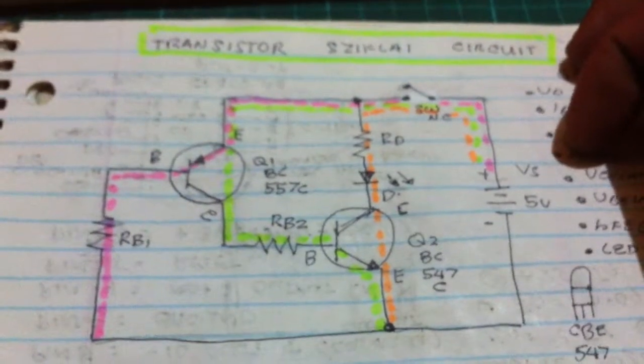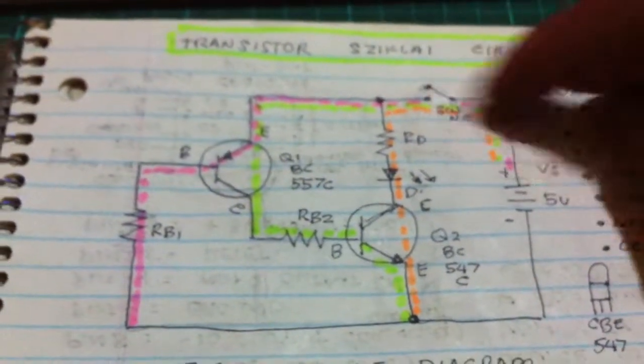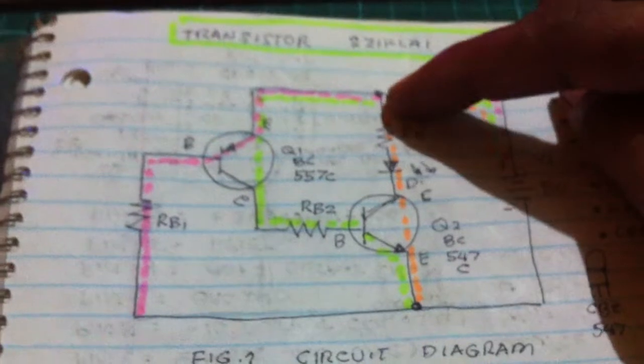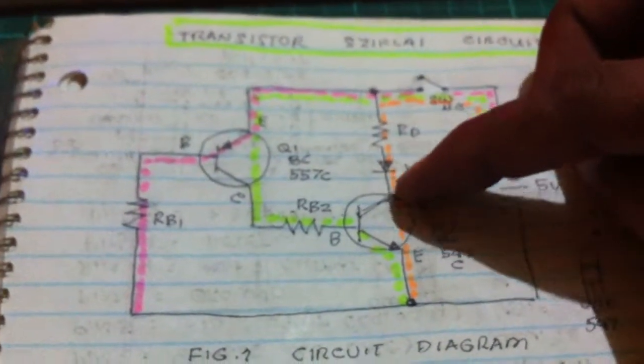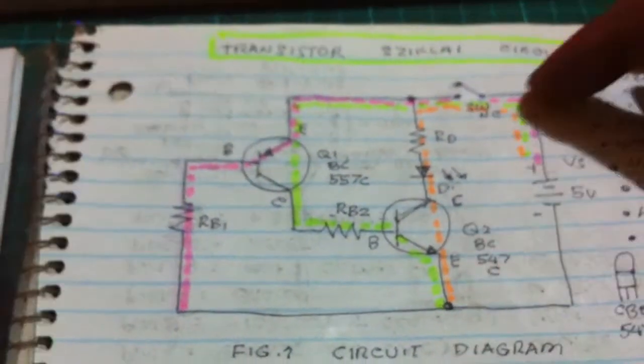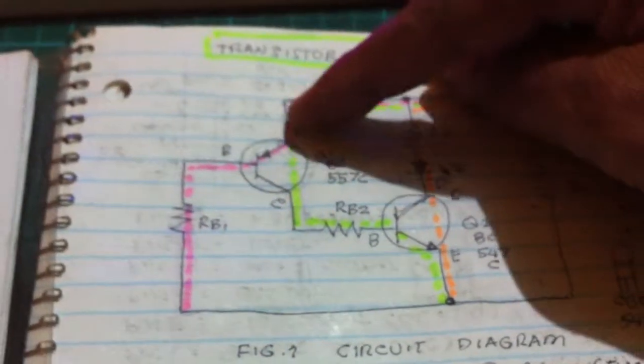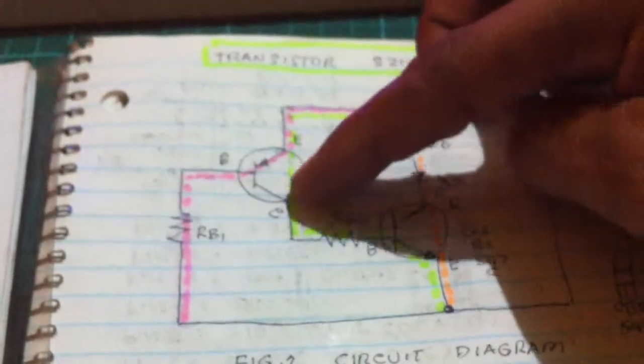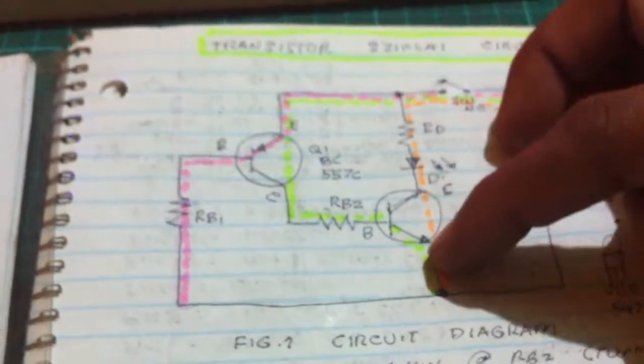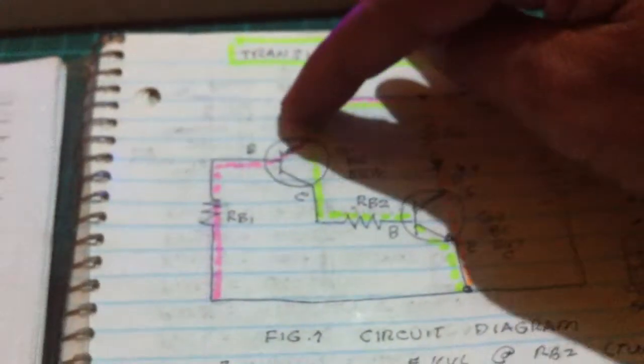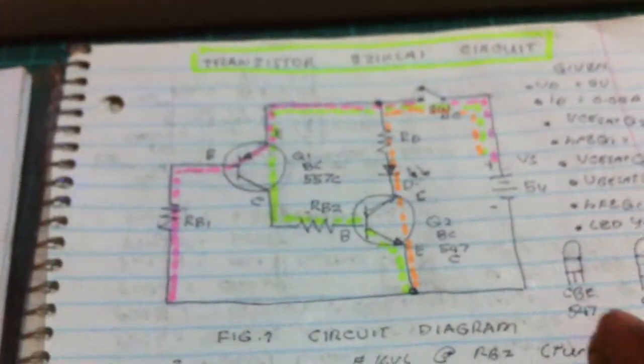Let us trace the current flow here. When you close the switch, current flows here to the LED, transistor, to the ground. Current flows also here to the transistor, to the base, and to the ground. Also flows here, transistor, base to the ground. We get three loops here.